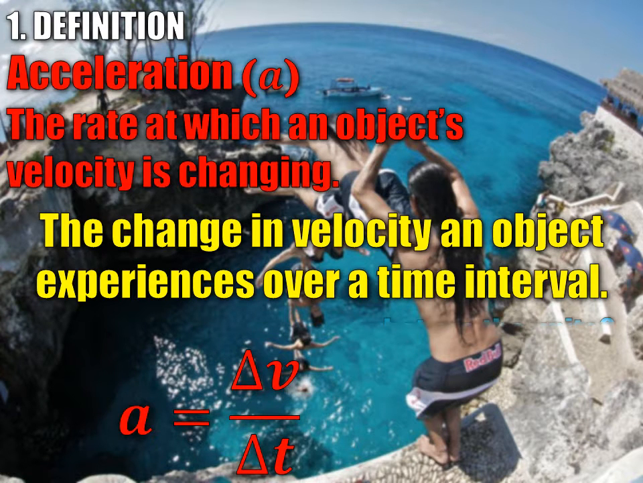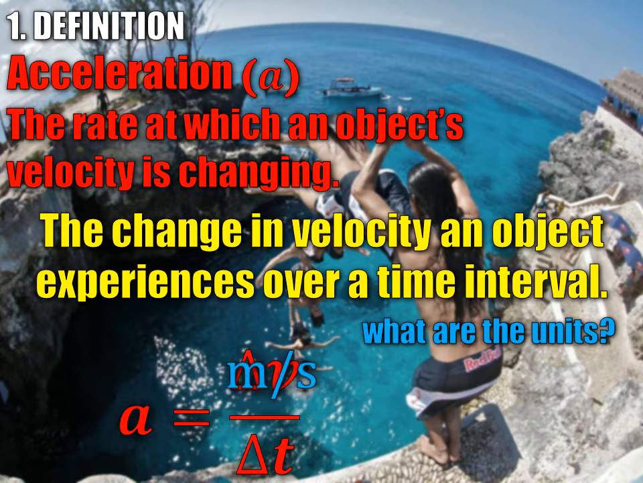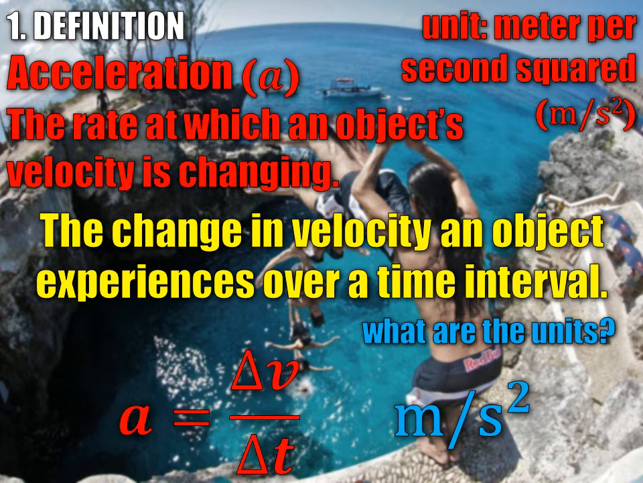Now looking at this definition, we could ask, what are the units? So if we think, what are the units of velocity and what are the units of time? Well, the standard unit of velocity is meter per second. So we know that the unit of acceleration is going to be meters per second over seconds, the unit of time. Put that together and it's meters per second per second. Or we can simplify it and just say meters per second squared. So that's the unit of acceleration, it's the meter per second squared.